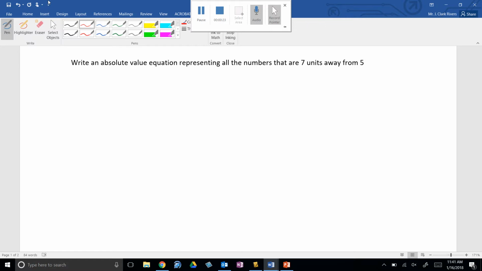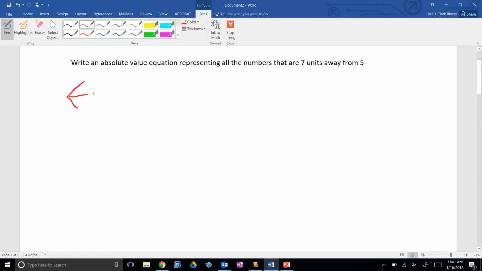It's from last week. Write an absolute value equation representing all the numbers that are 7 units away from 5. So let's draw a number line here really quick to get a visual of what's going on. Okay, so here is 5. What's 7 units to the right? It's 12, right? What's 7 units to the left? It's going to be -2, right? So those are all the numbers. It's only 2 of them. It's -2 and 12. This is not an inequality problem.